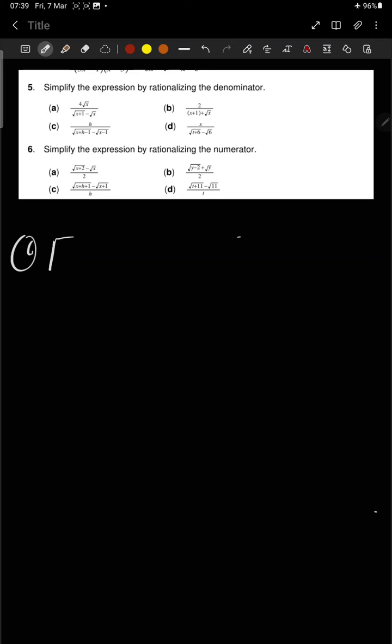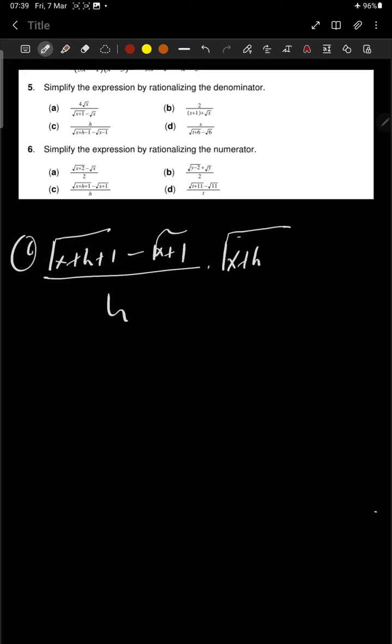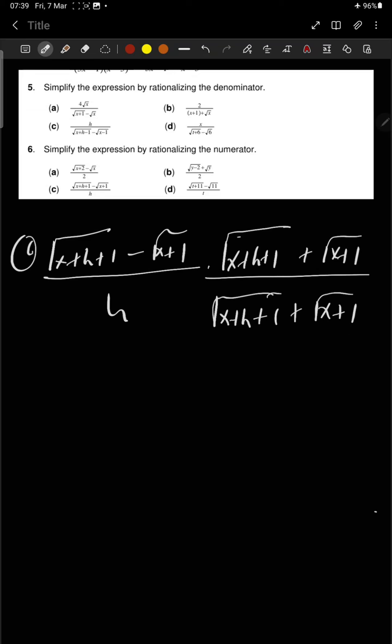So we have our 6, square root of x plus h plus 1 minus the square root of x plus 1, over h. The conjugate to this, you can feel free to try it out. It will be square root of x plus h plus 1 plus the square root of x plus 1 over square root of x plus h plus 1 plus the square root of x plus 1. Notice I'm doing this because I've told you the conjugate of the numerator. We're rationalizing the numerator. So I'll multiply this with everything and this with everything.